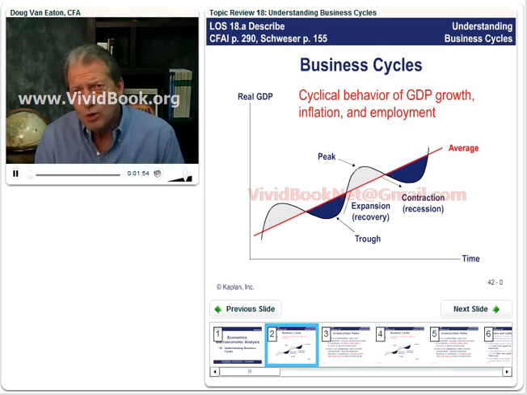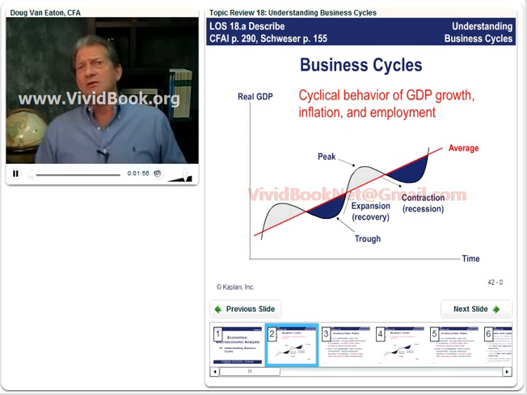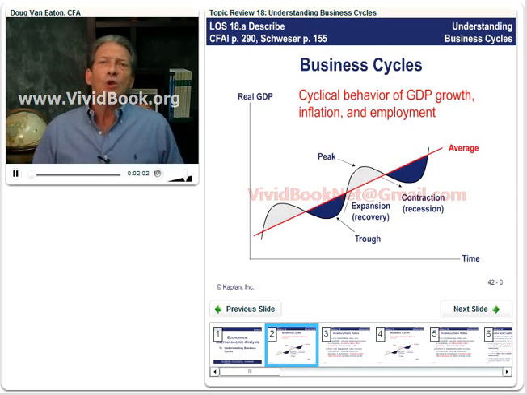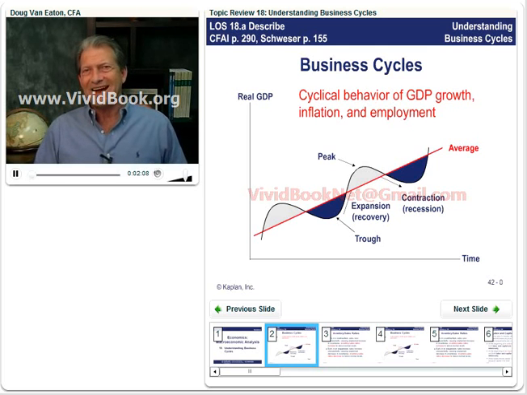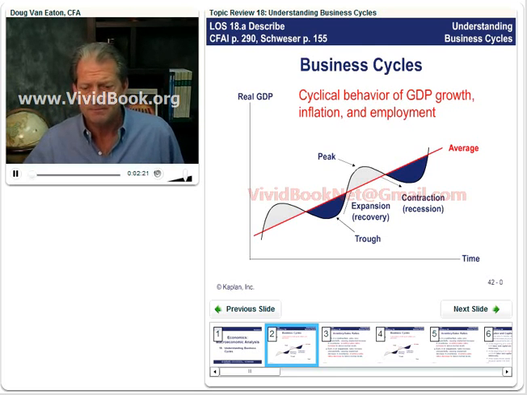Now, this looks all nice and normal and regular, but remember, these peaks and troughs vary quite a bit, right? How bad's the recession, and how long's the recession? How big was the expansion? How long was the expansion? So these time periods and how far they're deviating, the amplitude of these cycles, those are both highly variable, even though we show them here as if they were very regular and well behaved.